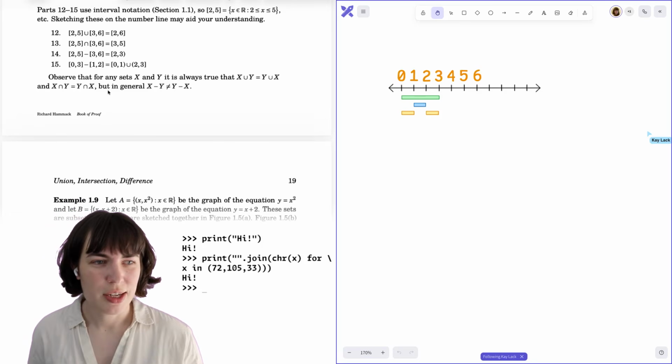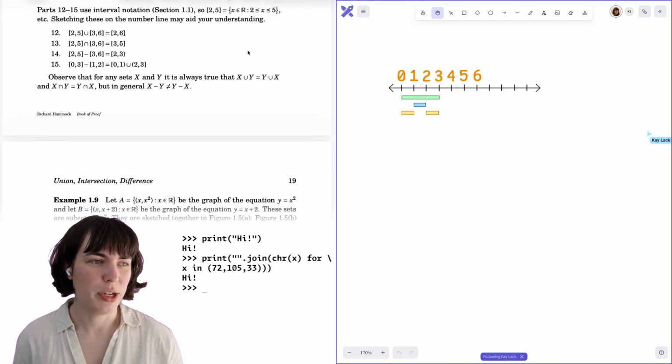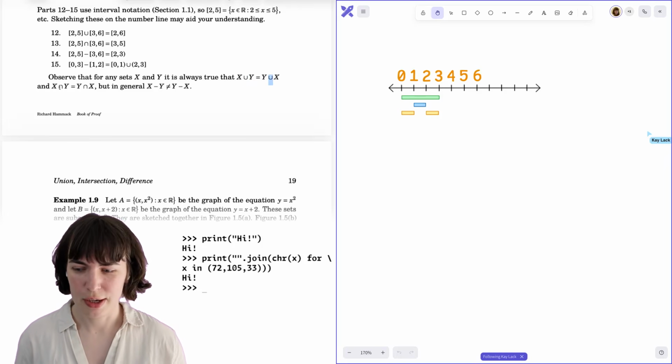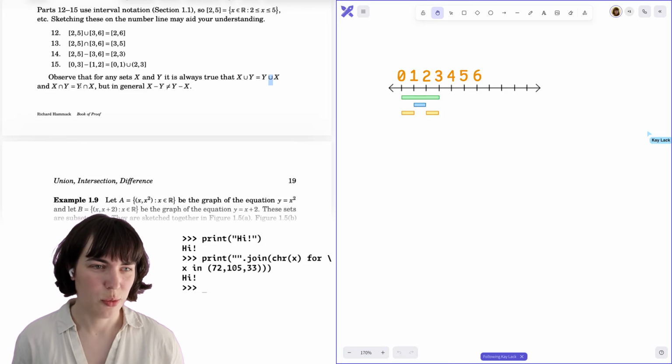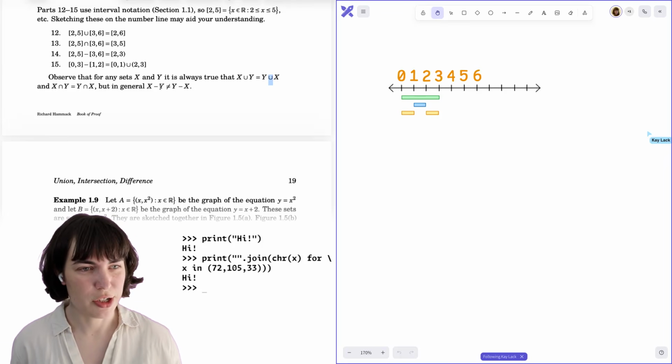Okay. Observe that for any sets x and y, it is always true that x union y and y union x are the same. So these operations are commutative. And x intersection y and y intersection x are also commutative. But in general, x difference y and y difference x are not going to be the same. So that's not a commutative operation.